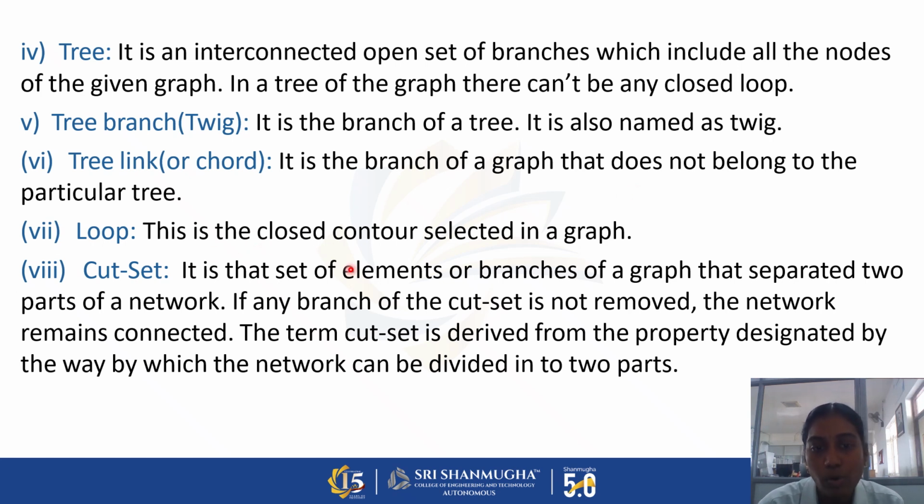Loop: a closed contour selected in a graph is called a loop. Then cut set: it is the set of elements or branches of your graph that separates two parts of your network. If any branch of the cut set is not removed, the network remains connected. Then it is called a cut set. So we can derive this property by dividing the network into two parts.